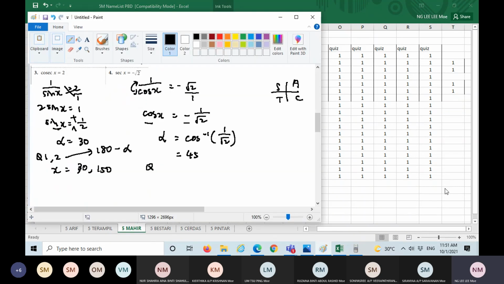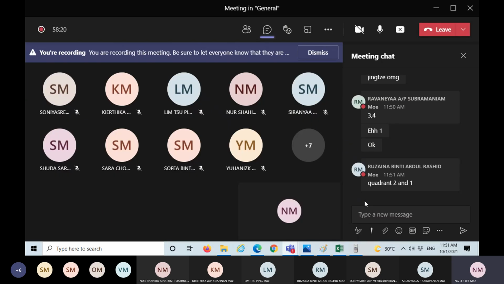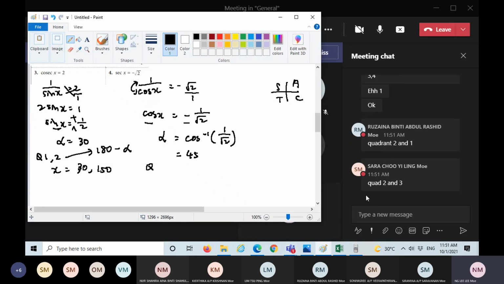Okay, Sarah. Cos negative, in quadrant 1 or positive? Okay, you see, cos positive is in this and this quadrant. So cos negative is in this and this quadrant. Second and the third quadrant.